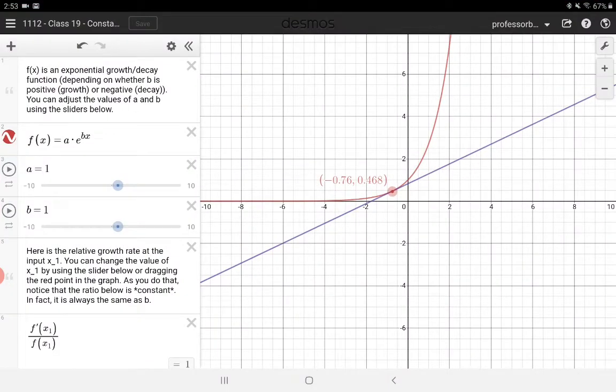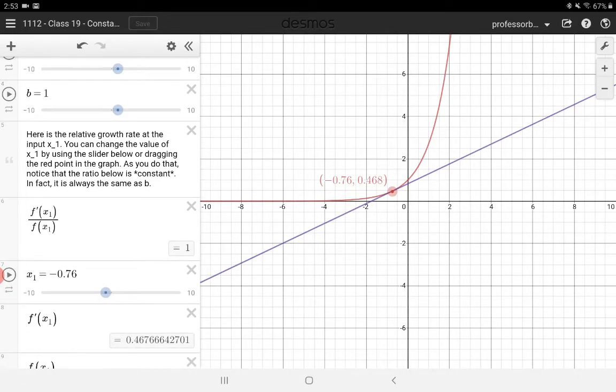I've put together a graph where I have an exponential function, f of x, here, and you can use the slider bars to change the constants a and b, or you can just go in and type specific numbers for them. I'll leave it at 1 and 1 right now, so we are looking at the red curve, which is just e to the x itself, because a and b are both 1. Down here, you can see I've created a box that says f prime of x sub 1 divided by f of x sub 1. So that's a relative growth rate.